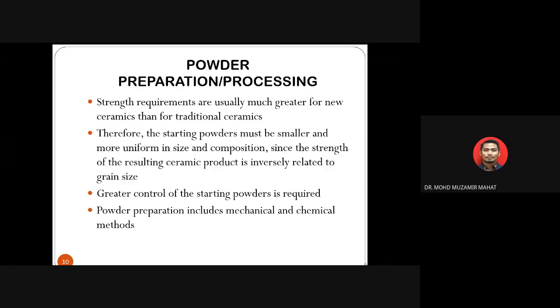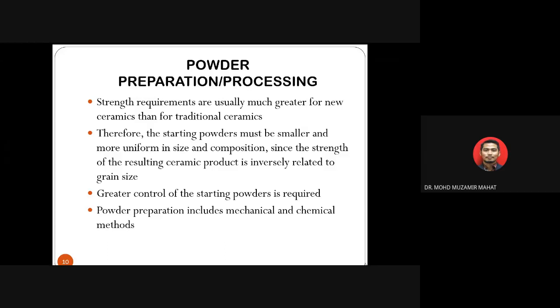All right, the powder preparation and processing requirements are usually much greater for a new ceramic than for traditional ceramic, definitely, because traditional ceramic, as you know, includes for instance labu sayang and so on. So improvement needs to be undertaken to ensure that we get higher strength materials. Therefore, the starting powder must be smaller and more uniform. This is a keyword: the uniformity and the size of the starting powder must be as small as possible, since the strength of the resulting ceramic is inversely related to the grain size. Greater control of the starting powder is required.